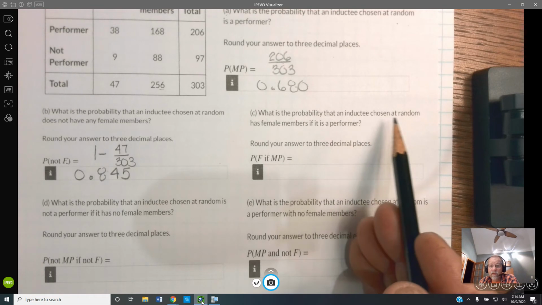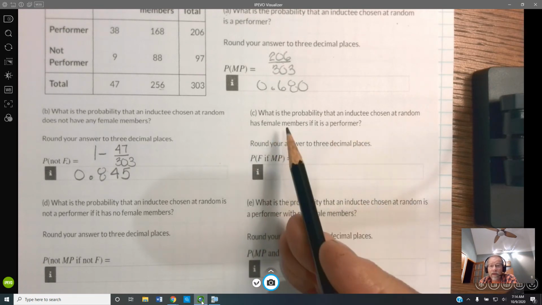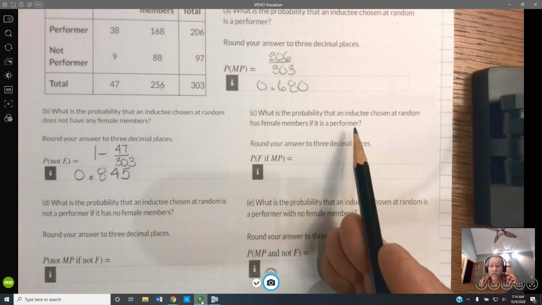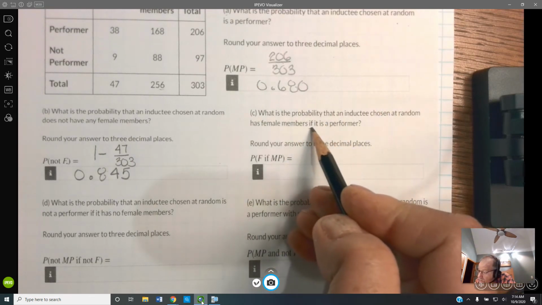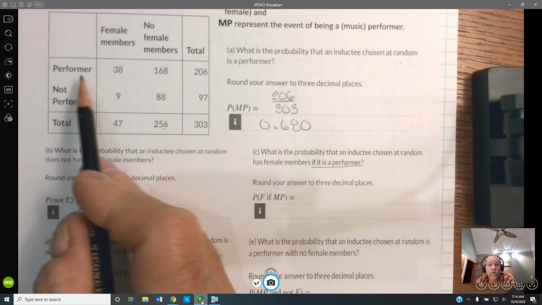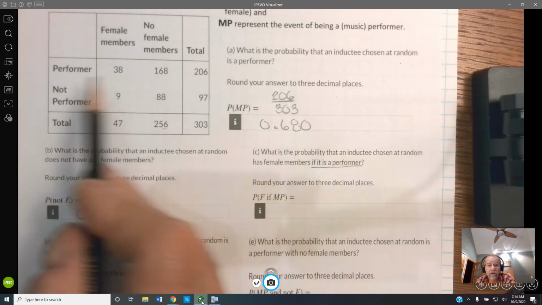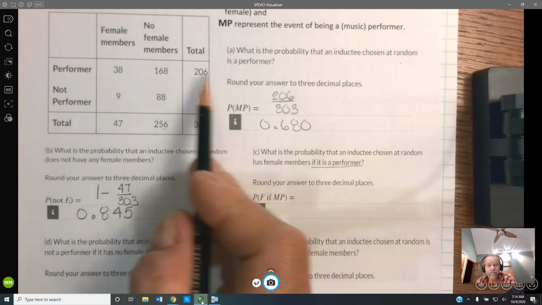What's the probability an inductee chosen at random has members, if it's a performer? So I'm back to the whole group again. Now we've got an if statement here. So the minute I see this, if it's a performer, I know that it's only in this column right here. Only in this column right here.